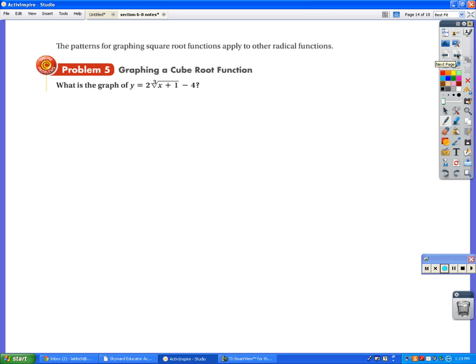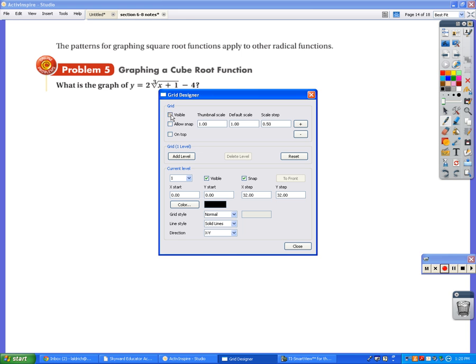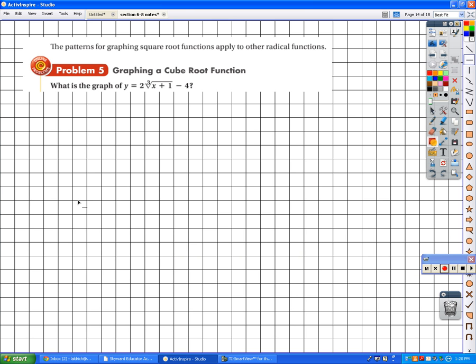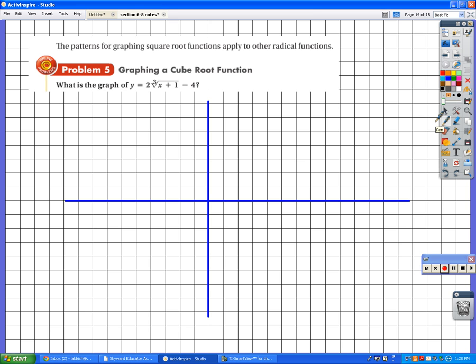Then the other thing that we need to do is take a look at how to graph cube root functions. And the good news is that it's pretty much the same as graphing square root functions in that all of the stuff that you do with multiplying and the shifting and the stretching is all the same.